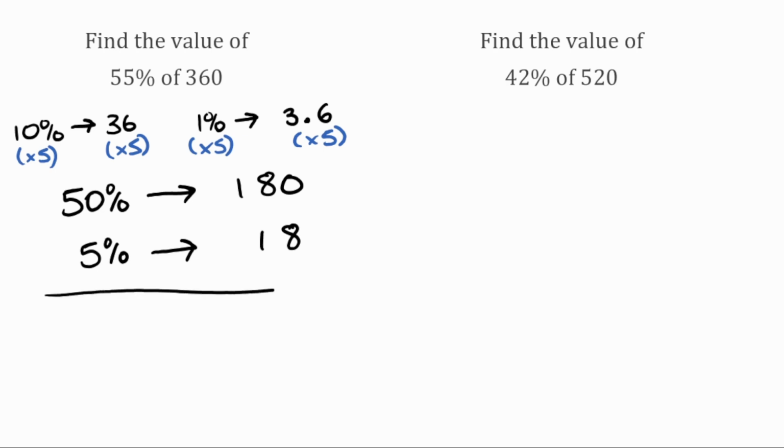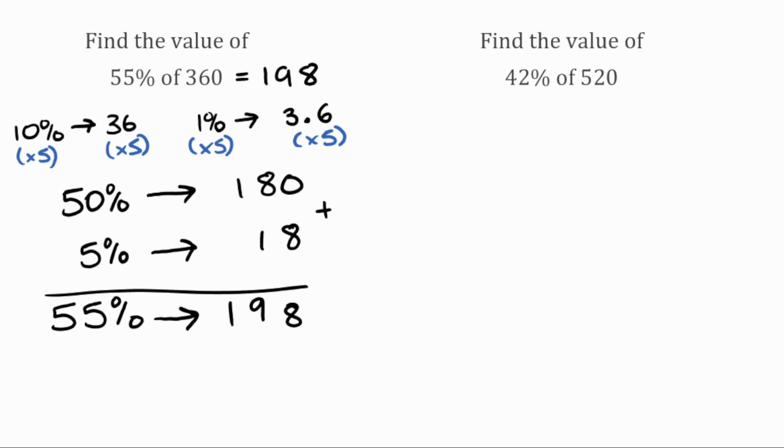So then just like before, to find this 55%, we're just going to add everything together. So 55% would be equal to, we'll do 0 add 8, which would give us 8, 8 add 1 would give us 9, and then 1 add nothing on its own would give us 1. So 55% of 360 would be equal to 198. So this method of finding 10% and then 1% is extremely useful and will work for any whole number percentage.